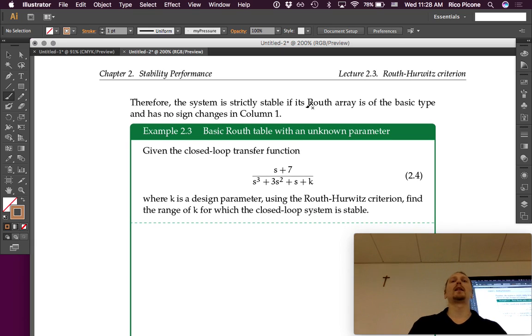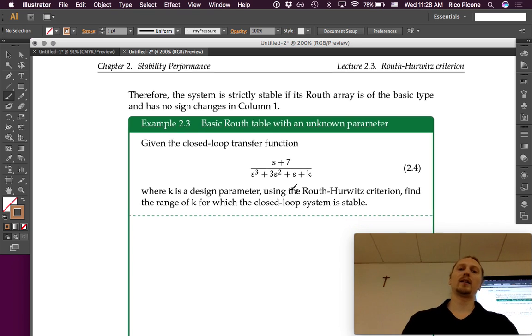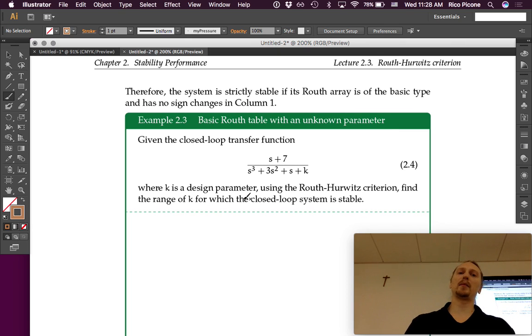So, given the closed loop transfer function here, where k is a design parameter. So look at this. The denominator has a design parameter in it, k. So we can't solve for the roots of this. I mean, it's cubic, so technically there is a solution, but it's messy, okay? If this was 4th order or 5th order, it would get really crazy.